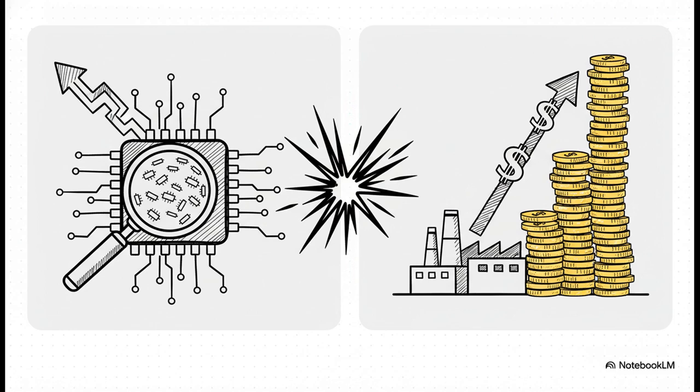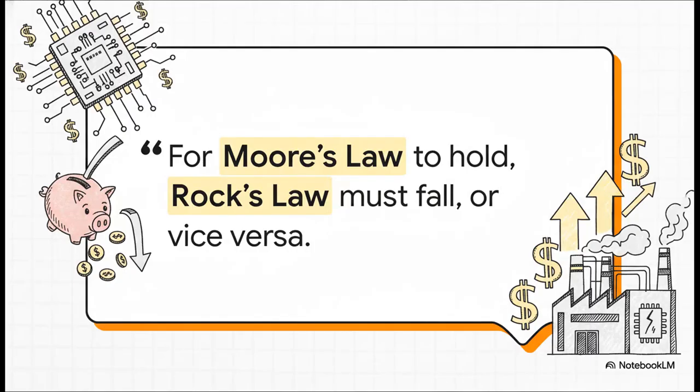But on the other side, you have Rock's law. It says the cost to actually build the factories that make these super powerful chips, that doubles every 4 years. And you can see the problem, right? This creates this huge tension. We're getting way better at making chips more powerful, but it's getting astronomically more expensive to do it. Basically, for Moore's law to keep going, Rock's law has to break. They can't both go on forever.